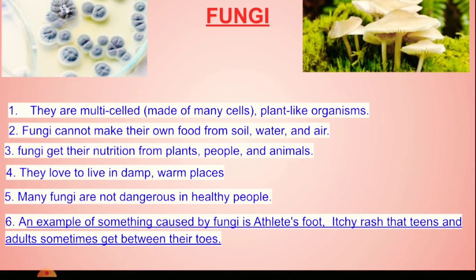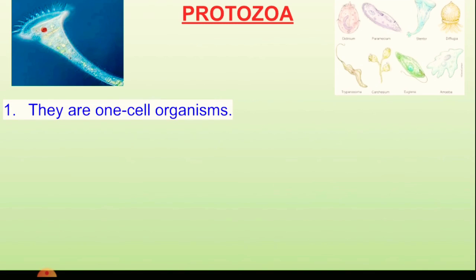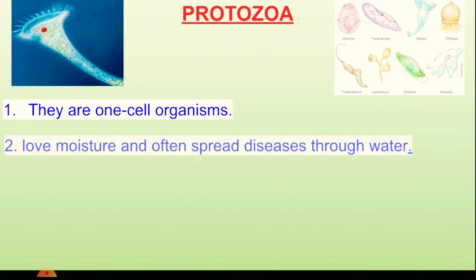Okay, so now our fourth and the last one is protozoa. This is the image of protozoa. It looks like a long tube. Okay, it has different shapes and sizes. They are also one cell organisms like bacteria and virus. It is also single cell. Okay, they love moisture and often spread diseases through water.